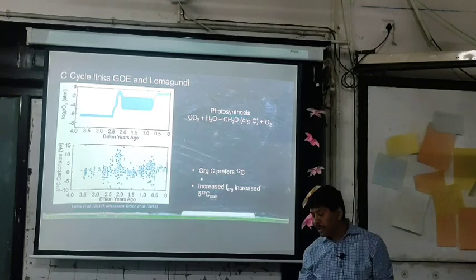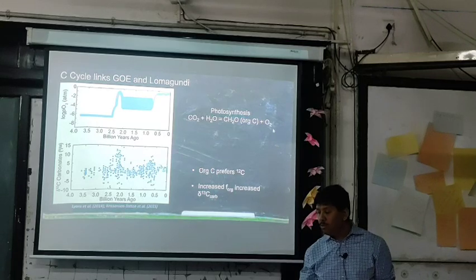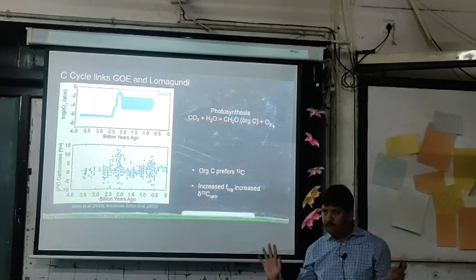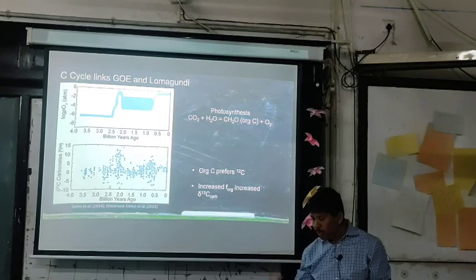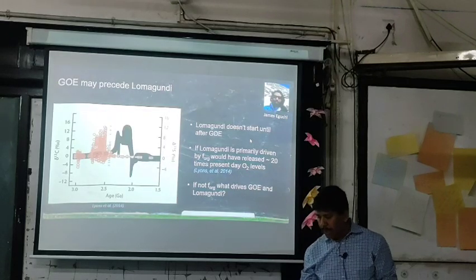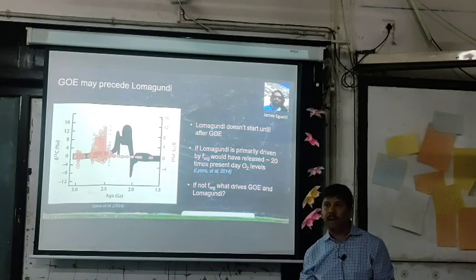And of course, organic carbon sequestration leads to buildup of oxygen. Again, that's the conventional biogeochemical model of explaining the GOE. But we wanted to explain both of these through some other mechanism. So again, going back, there is this GOE, which happened sharply at around 2.5 Ga.